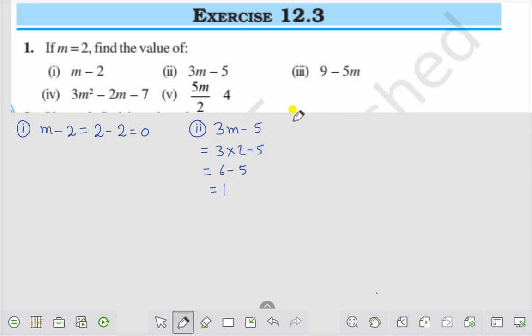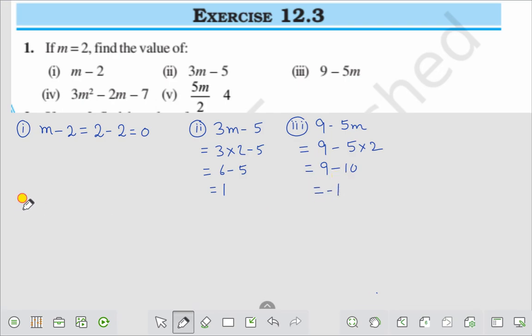Now question number 3. Question number 3 is 9 minus 5m. That is equal to 9 minus 5 into the value of m, which is 2. So we are getting 9 minus 5 twos are 10. 9 minus 10 is equal to minus 1.